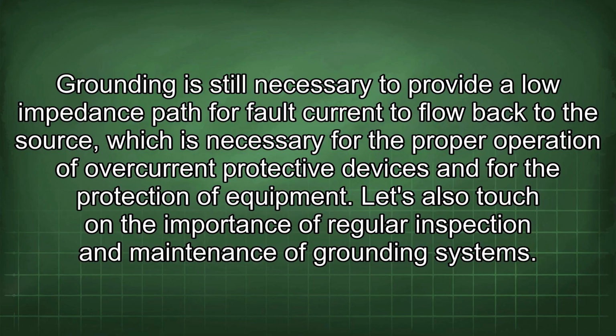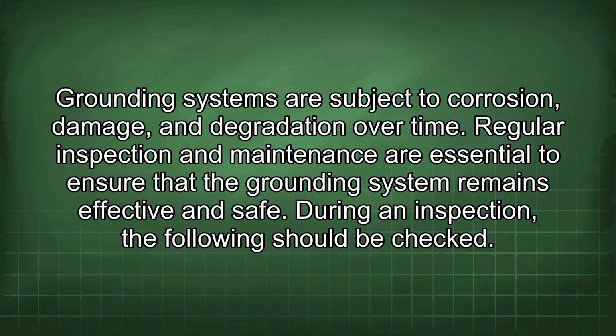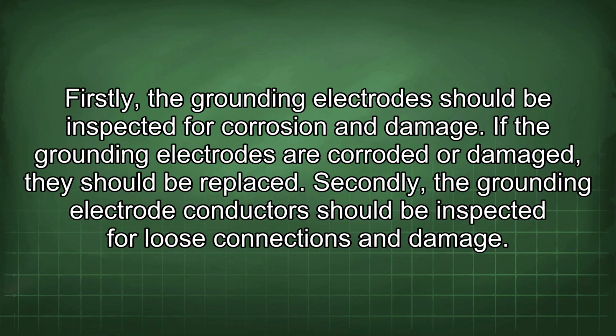Let's also touch on the importance of regular inspection and maintenance of grounding systems. Grounding systems are subject to corrosion, damage, and degradation over time. Regular inspection and maintenance are essential to ensure that the grounding system remains effective and safe. During an inspection, the following should be checked. Firstly, the grounding electrodes should be inspected for corrosion and damage. If the grounding electrodes are corroded or damaged, they should be replaced.